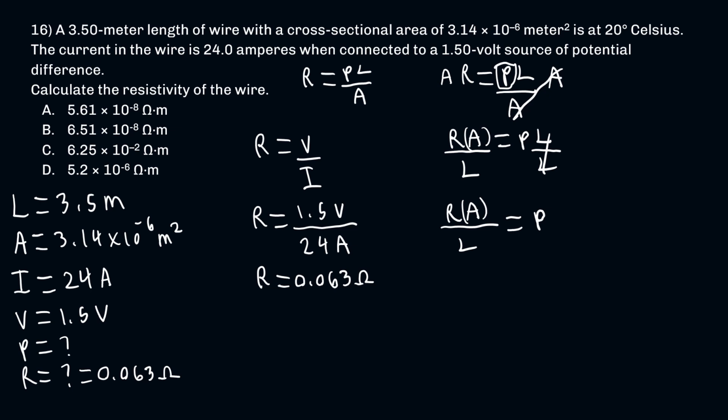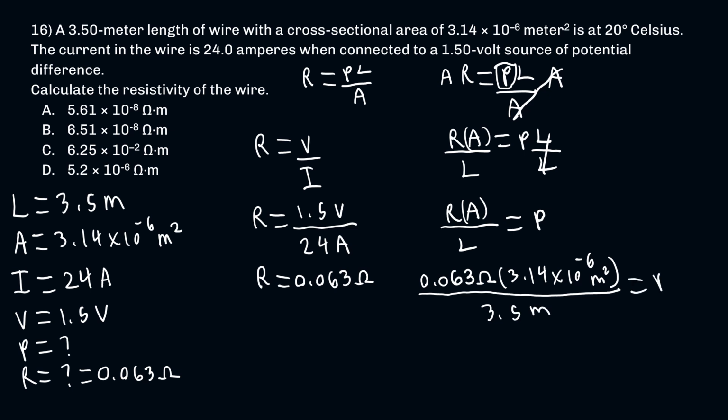All right, so the first thing I'm going to plug in here is my resistance. So that is 0.063 ohms. That is times the cross-sectional area, which is going to be 3.14 times 10 to the negative 6th meters squared, all over my length, which is 3.5 meters. That is equal to resistivity rho.